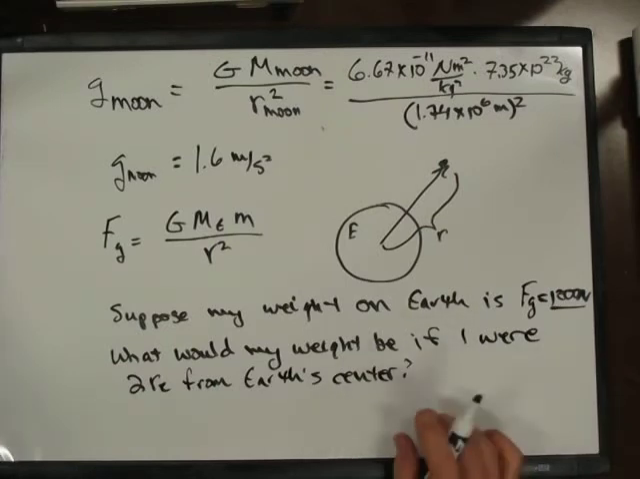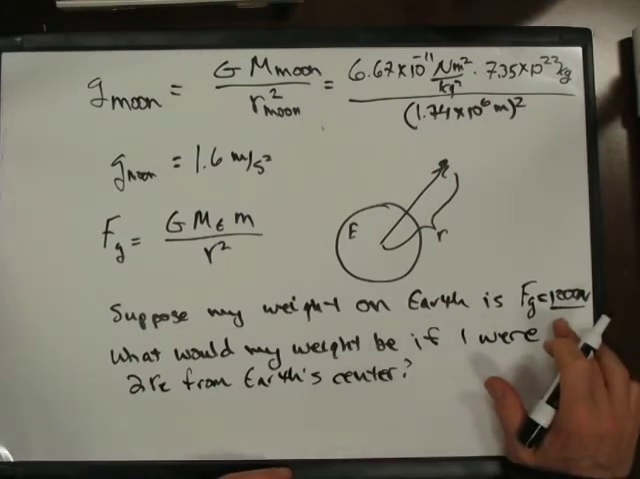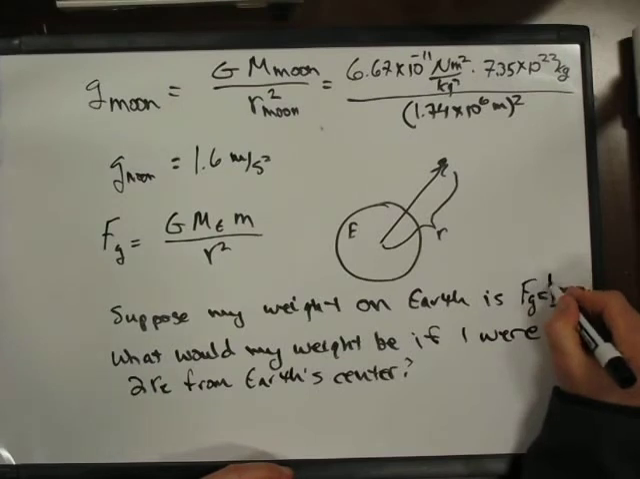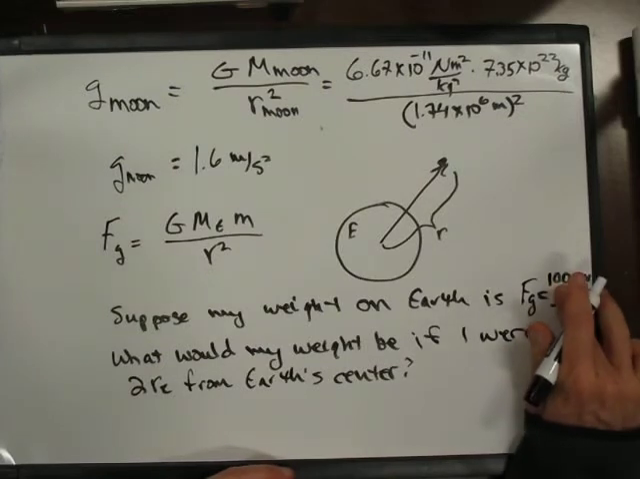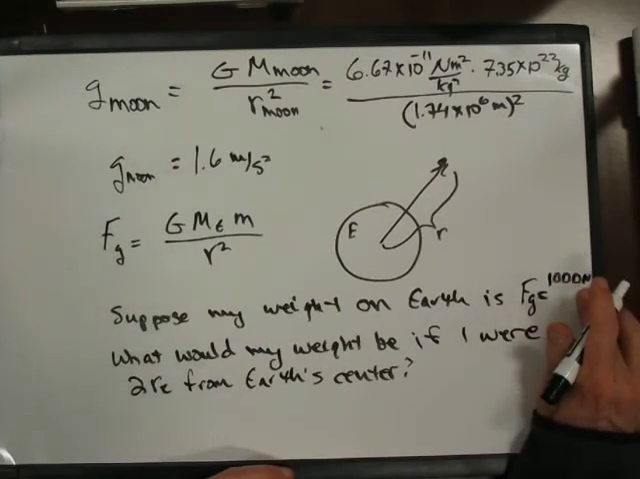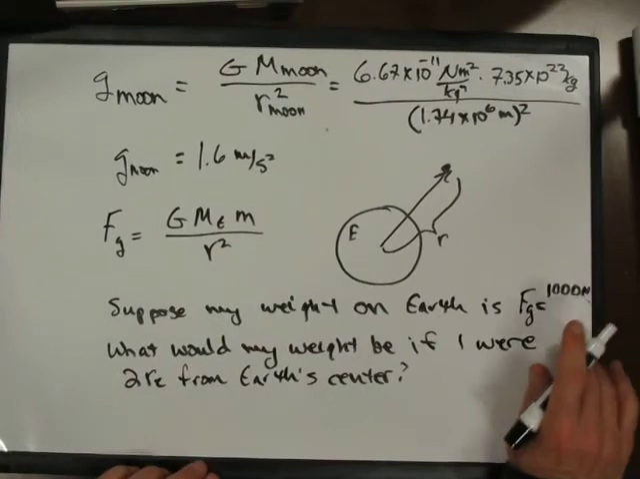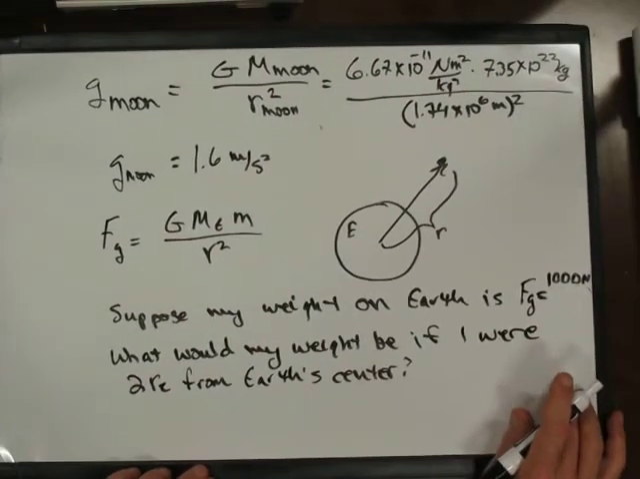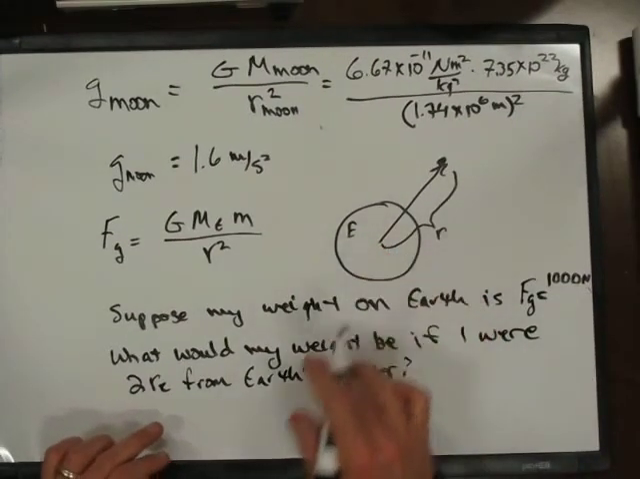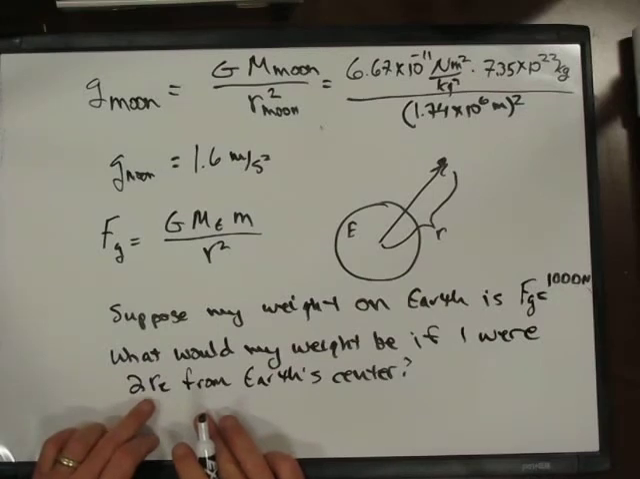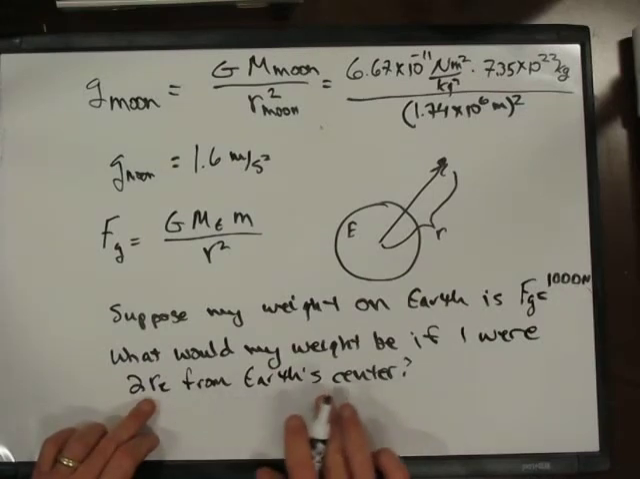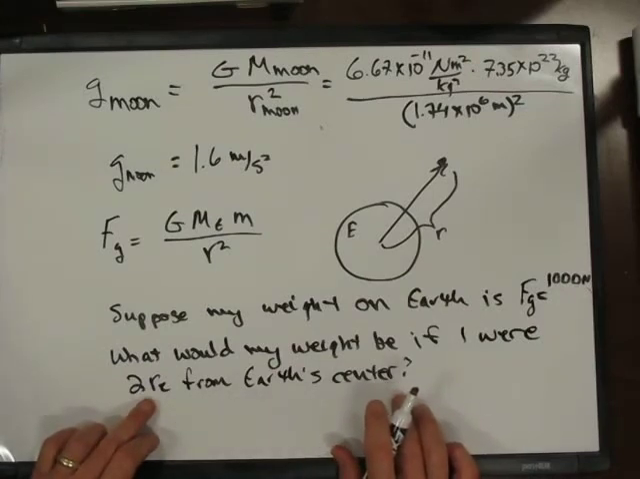Right, so instead of standing on the Earth where my weight is 1,000 newtons, maybe I can write that one a little clearer: 1,000 newtons. Anyway, if my weight was 1,000 newtons standing on the Earth, what's my weight twice as far away from the Earth's center?